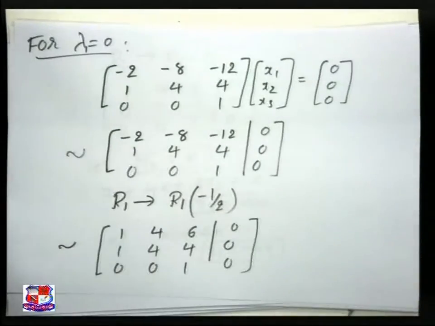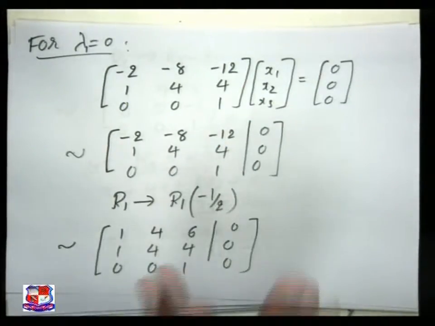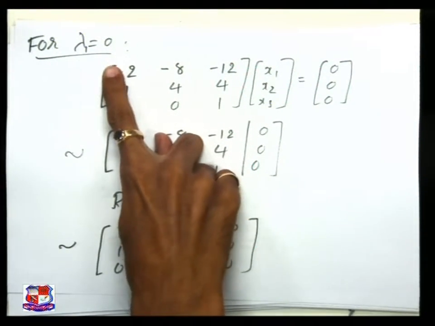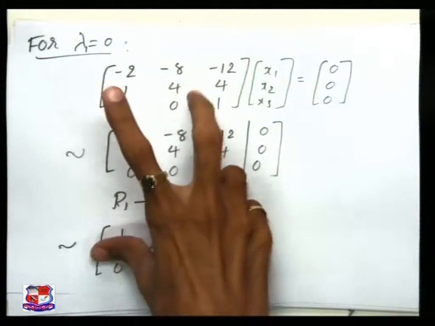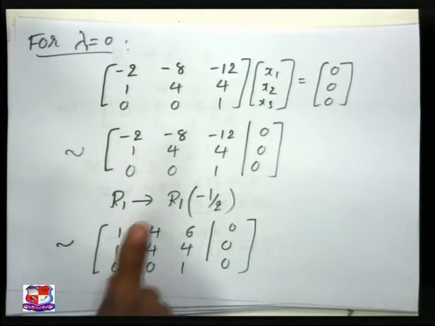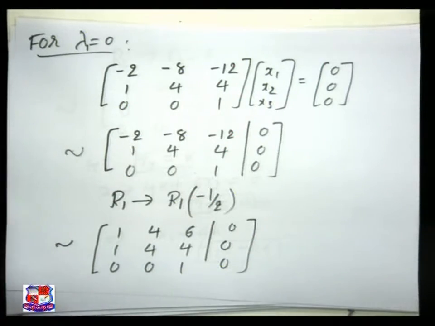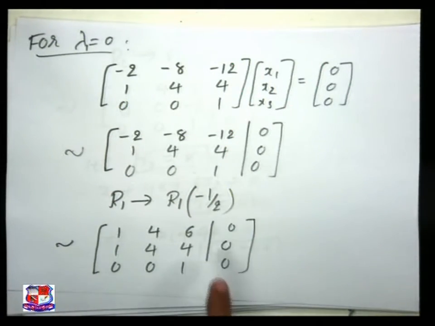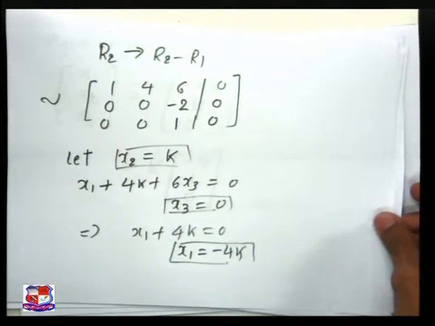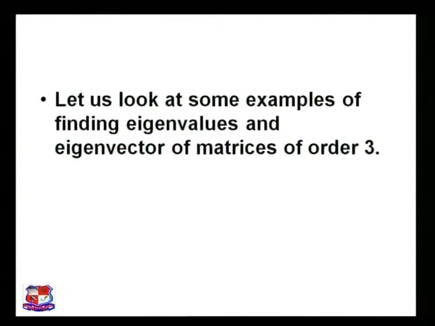So we have only found the eigenvector for lambda equal to 0 so far. In the same way we can find the eigenvector for lambda equal to 1 and lambda equal to 2. In the end, this is the eigenvector for lambda equal to 0, that will be k(-4, 1, 0).